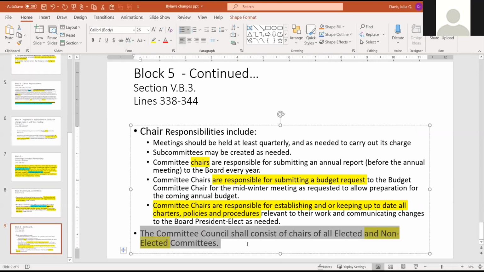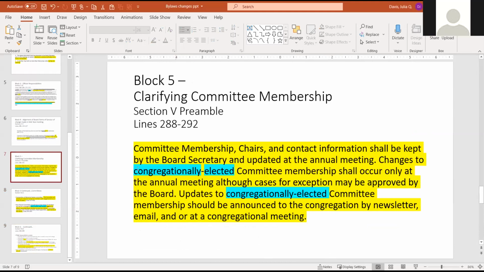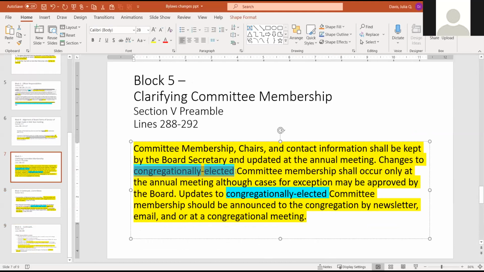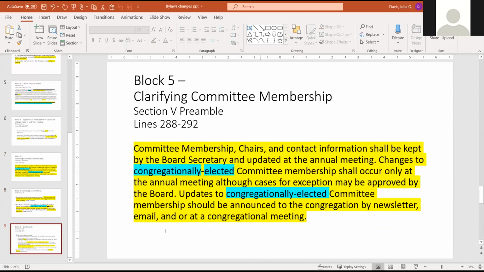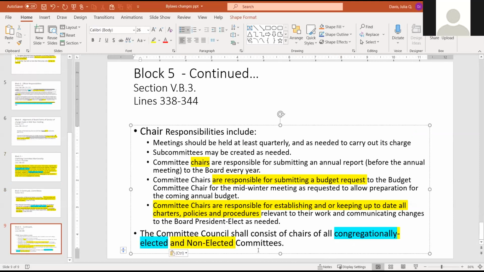The committee council shall consist of chairs of all congregationally elected. Did you put in the word congregationally? Because that's what we just did to identify that type of committee in the last slide, this congregationally elected. Does that look good?